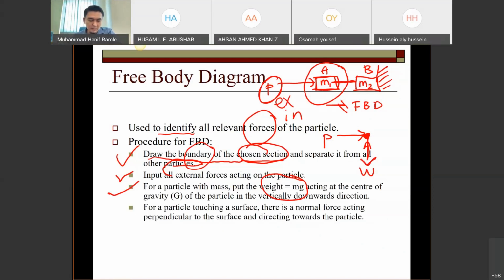And the last one, for a particle touching a surface, there is a normal force. Let's say this one is on the surface. So we do have a normal force acting on the particle as well, like this. So this is your FBD, the simple example that I can give to you. Any questions so far?